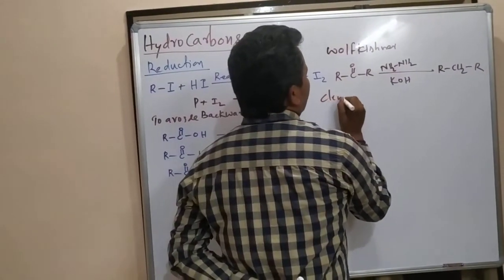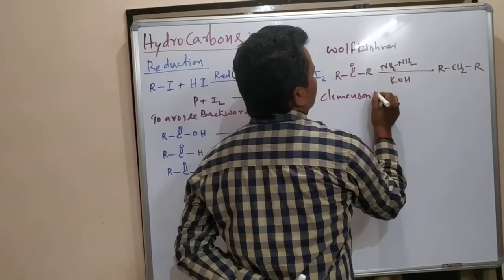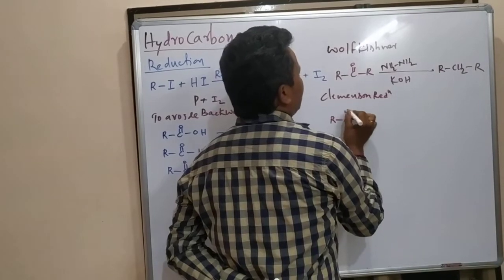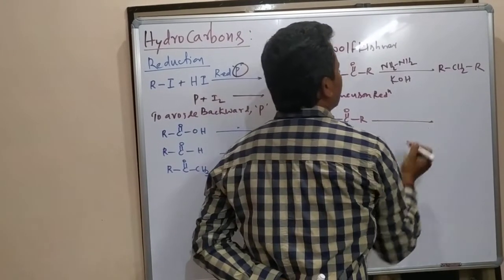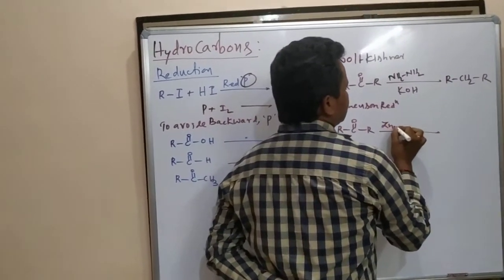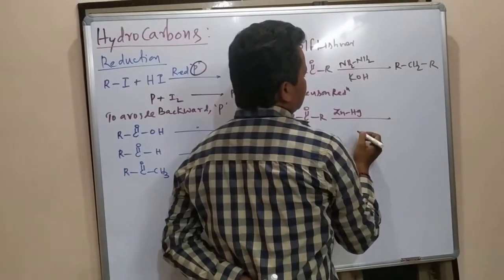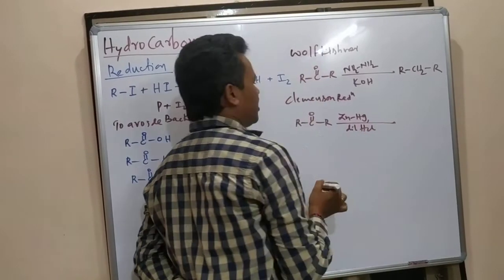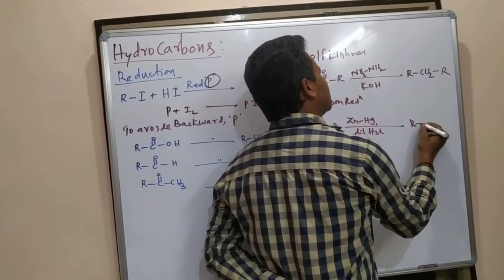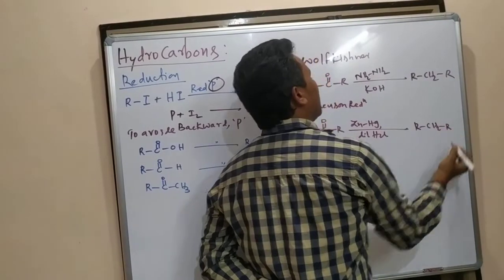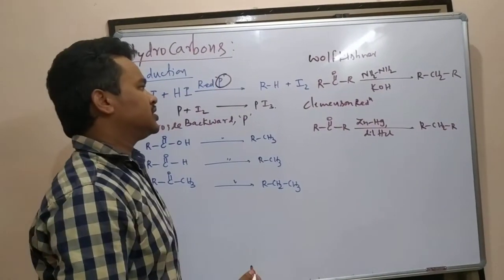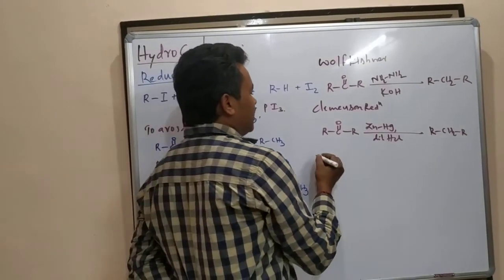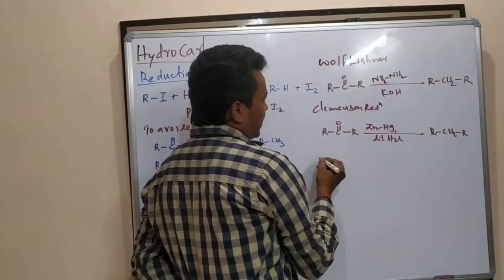In a similar way, Clemmensen reduction. Here also it is the same thing only. The only variation is the reagent: zinc amalgam, Zn-Hg, in the presence of dilute HCl. Here also the process is the same, giving RCH2R. Like this we can use this one, and also some other method by using Grignard reagent.